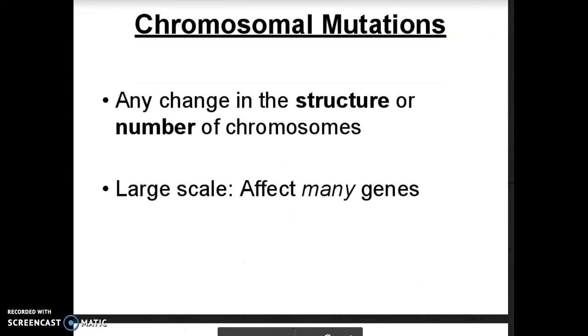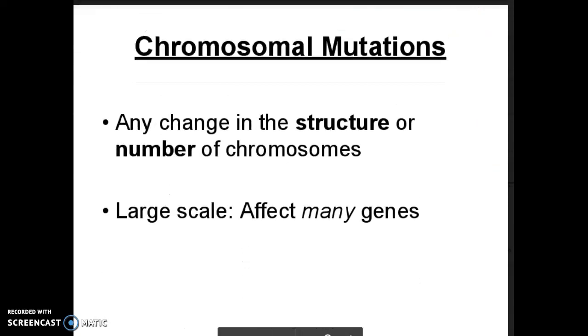Okay, chromosomal mutations. Any change in the structure or number of chromosomes could be classified as a chromosomal mutation, so we'll go through both of them. And when you affect an entire chromosome, you're really going to affect many genes on there. You can't really predict how many, but you're on a larger scale than if you have a gene mutation, which we will discuss in a few seconds.